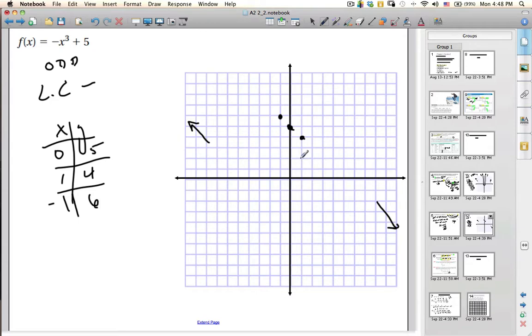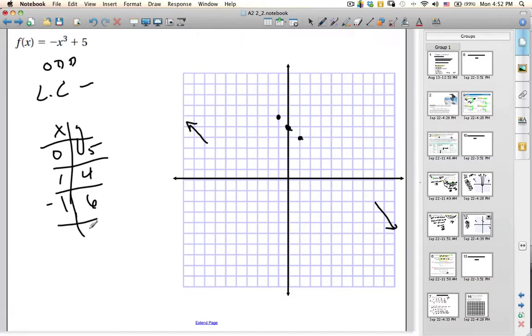But I still don't have enough detail here for my graph. I can continue to plug these values in, but I'm going to use a technology tool, my calculator. I'm going to plug this in and graph it. And then if I use the second function with the graph button, I can pull up a table. And I can see that at -2, I'd have 13. At 2, I'd have -3.